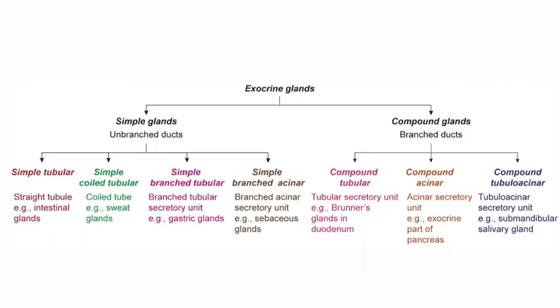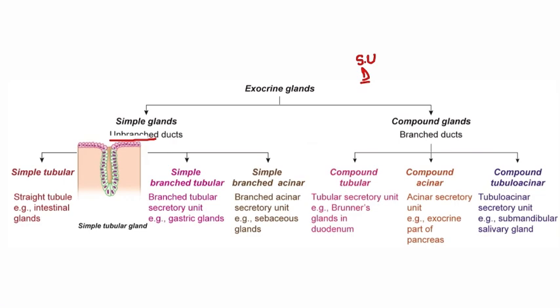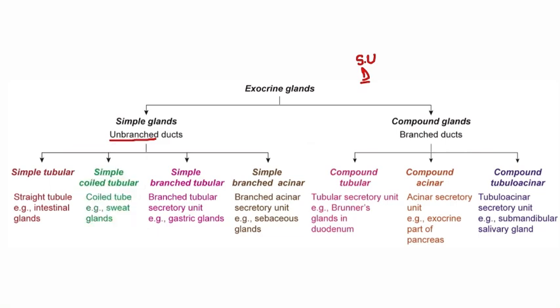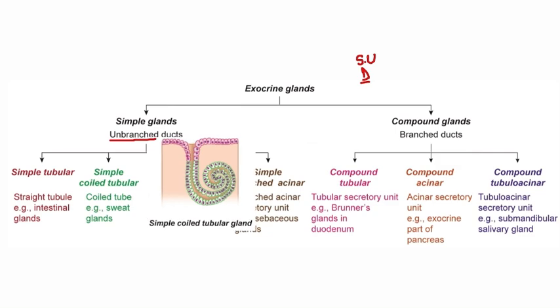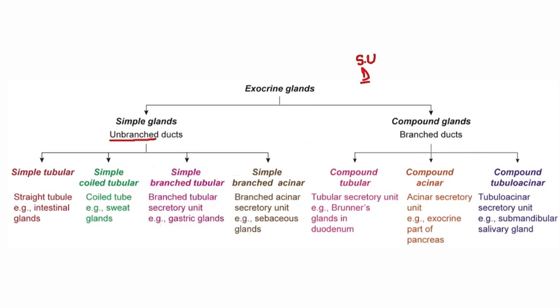Now this is again a flow chart showing the classification of exocrine gland on the basis of nature of secretory unit as well as branching pattern of duct. So simple or compound. Simple glands means these are unbranched. So as you can see on your screen, simple tubular gland means there will be a straight tubule. These are found in intestine. Now simple coiled tubular, here the straight tubule has undergone coiling. So these are found in sweat glands, friends.